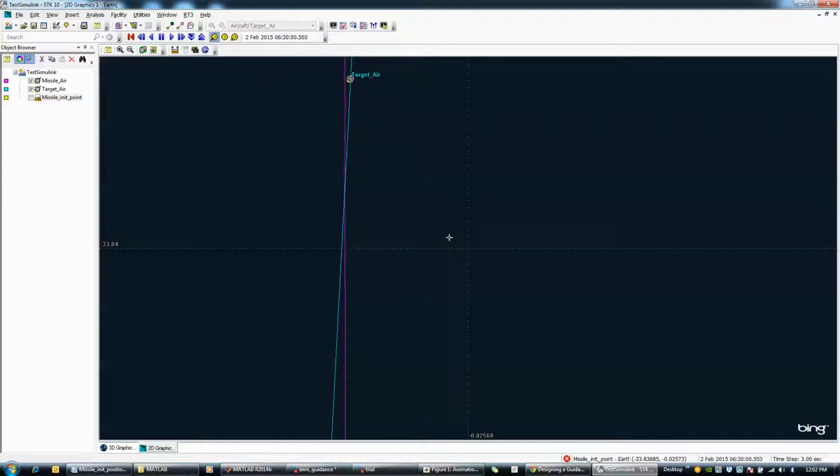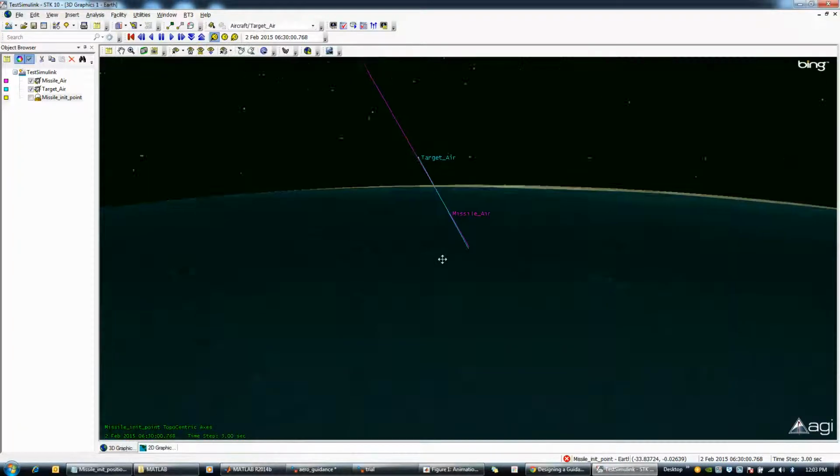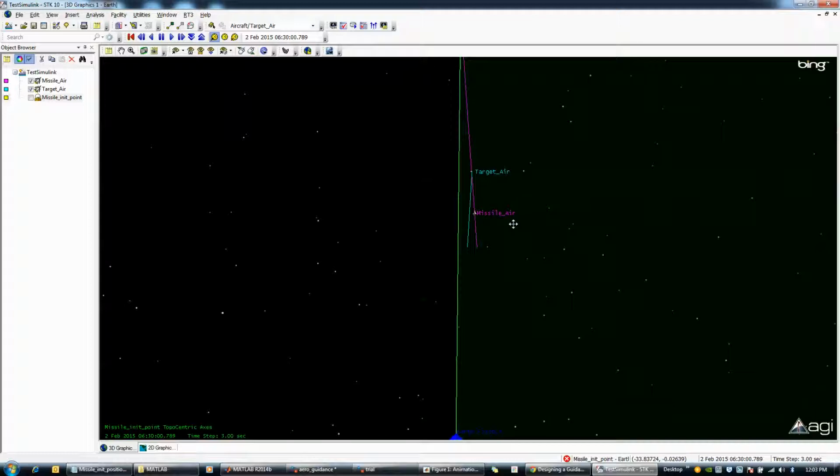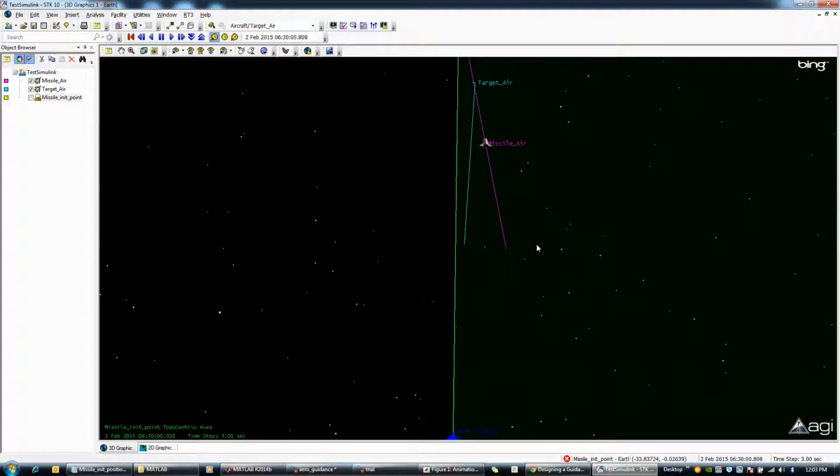If you look at the purple line, you can see that it's moving a lot, but once the missile is about to reach the target, you could see that it would be completely aligned against each other. If I look at the 3D window, you can see that the missile is moving towards the target.